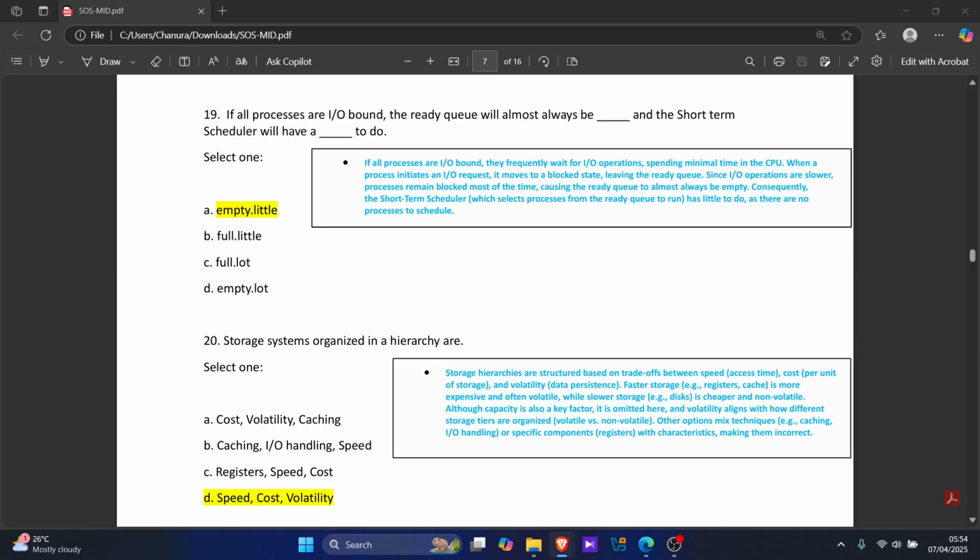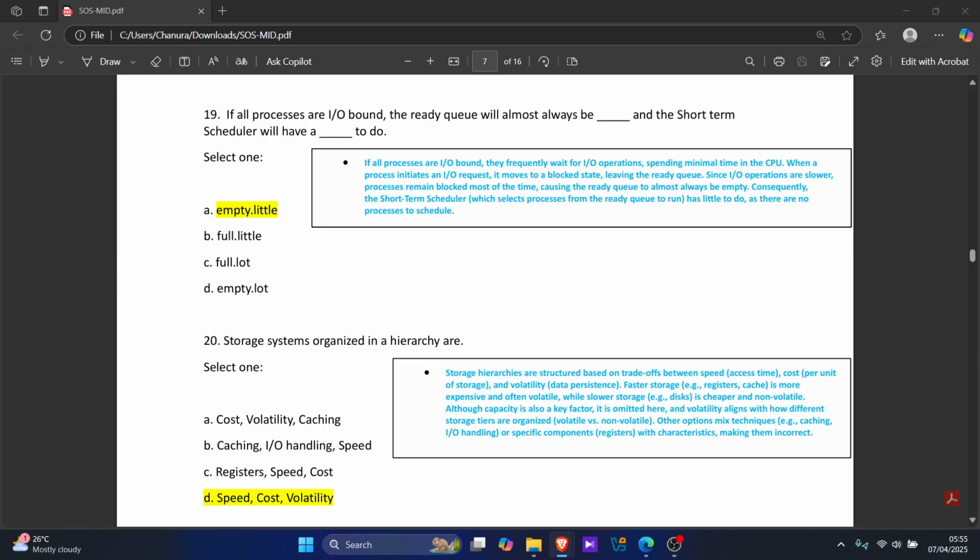So, when a process is waiting for I/O, it's not using the CPU and is placed in an I/O wait queue, not the ready queue. The ready queue holds processes that are in the ready state, meaning they are waiting to be assigned to the CPU. If all processes are I/O bound, they would often be waiting for I/O operations. So, when a process is waiting for I/O, it's not in the ready queue. Therefore, the ready queue would often be empty because all processes are blocked waiting for I/O.